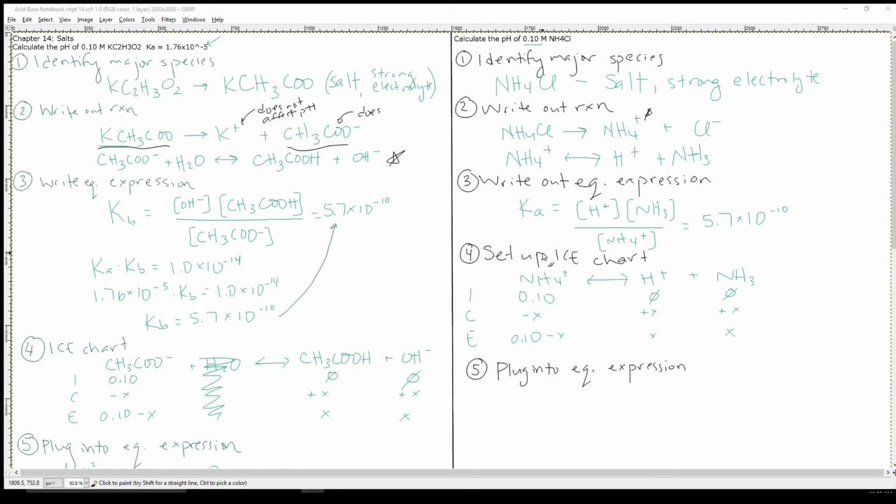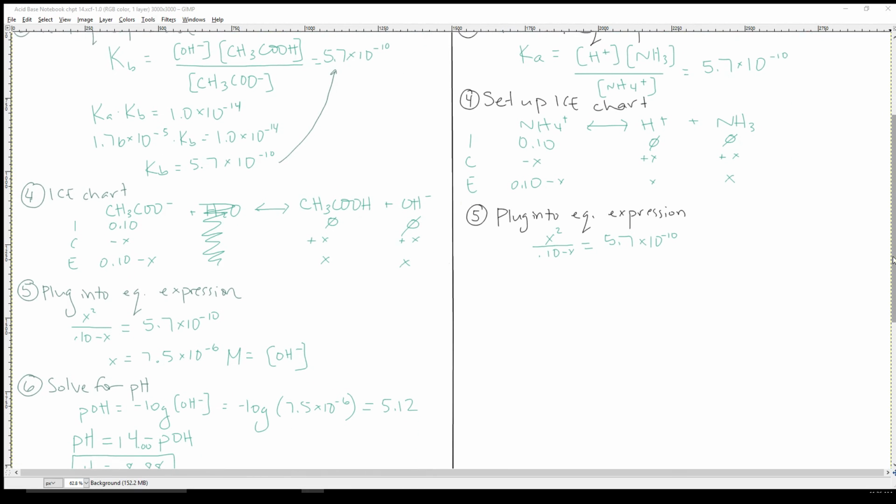And oh dear, I just realized I left something out of the last one. Okay, we're going to do it here. So I will have x squared over 0.10 minus x is equal to 5.7 times 10 to the negative 10. Now, oh no, last time, here let's just look across. I just said, oh, this is x. The way I solved that, I'm just backing up a little bit, was by assuming x is small. And if you caught that, good for you. If you didn't, it's okay. I don't blame you. So I assumed x is small, and so I ended up getting rid of this x here.